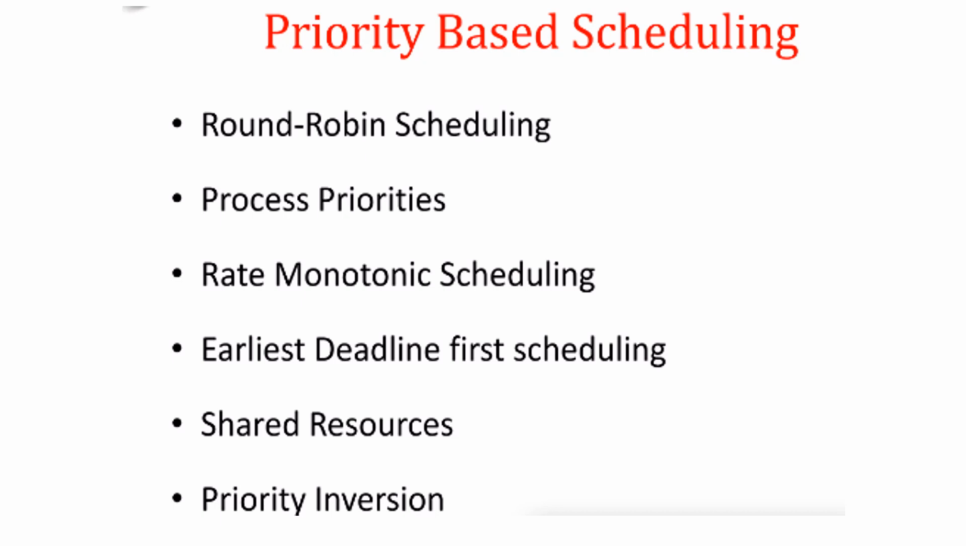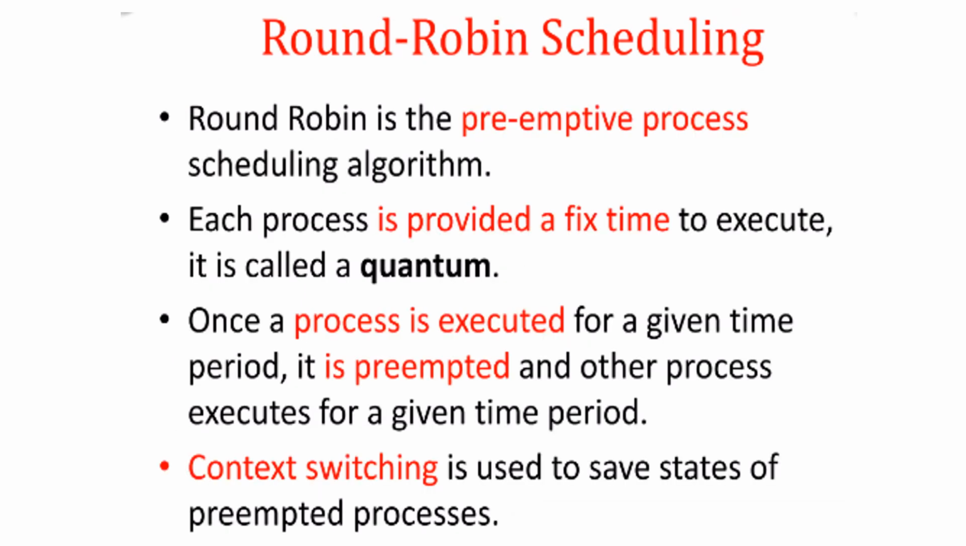Dear students, we will see priority based scheduling. In priority based scheduling, we are going to discuss round robin scheduling. Later we will discuss process priorities, rate monotonic scheduling, earliest deadline first scheduling, shared resources and priority inversions. So what is round robin scheduling?